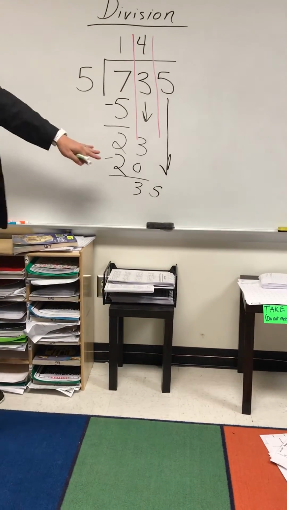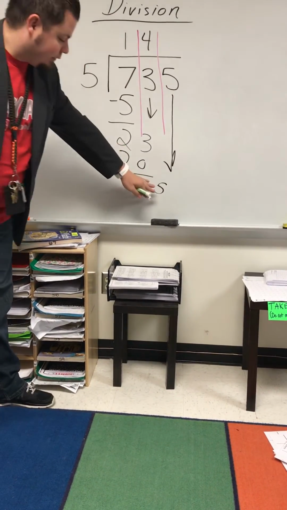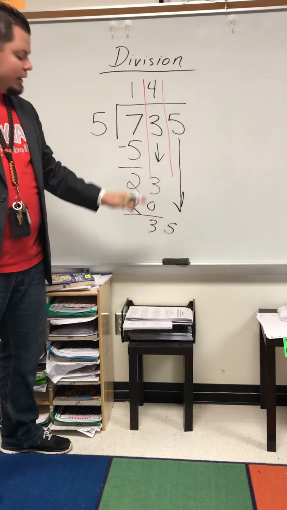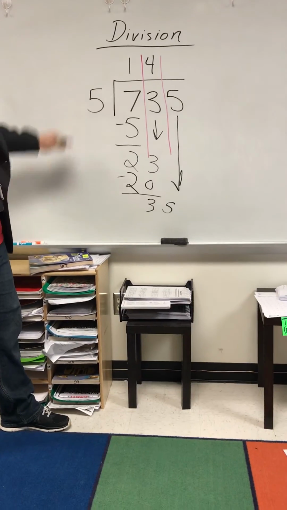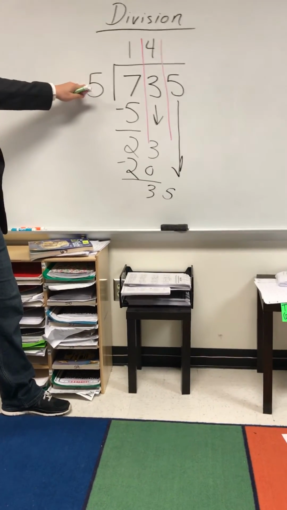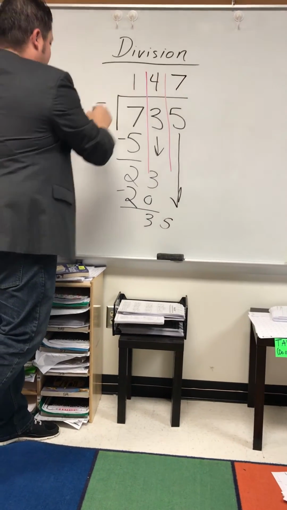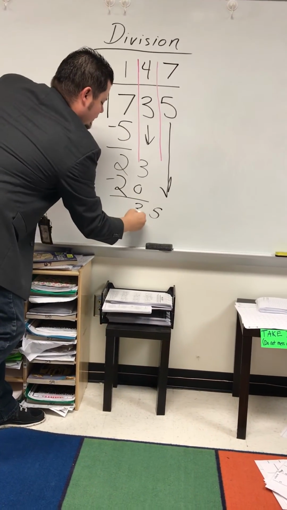Now our new target number, the only number I'm looking at, is 35. None of this stuff matters right now, just the 35. So the only thing that I'm looking at is the 35 and this 5. I know 5 times 7 is 35, so 7 times my 5, 35.